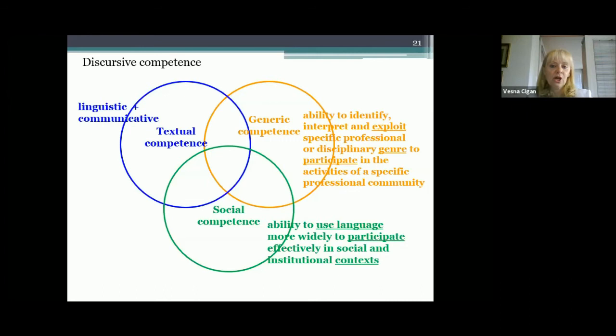Generic competence is the ability to identify, construct, interpret, and successfully exploit a specific repertoire of professional, disciplinary, workplace genres to participate in the daily activities and to achieve the goals of a specific professional community. The third constituent, social competence, is the level at which discursive competence can operate socially, which incorporates an ability to use language more widely to participate effectively in a variety of social and institutional contexts.